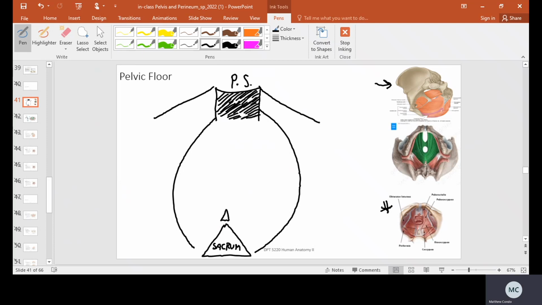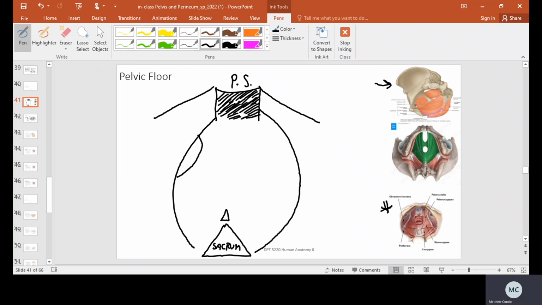These are all very important landmarks because we're going to see specific muscles that come off of and attach to my sacrum, and specific muscles that attach directly into my coccyx. And they're going to be named based on where they attach.